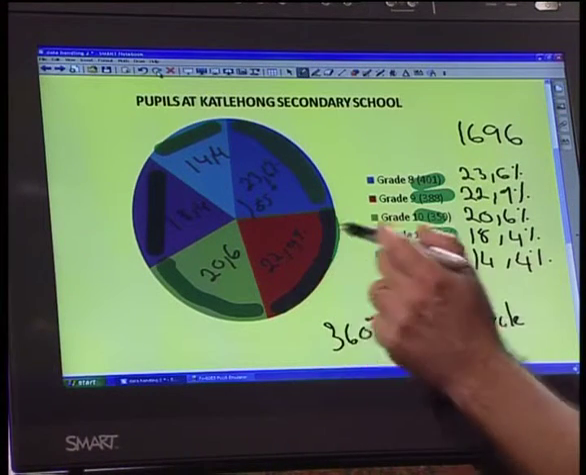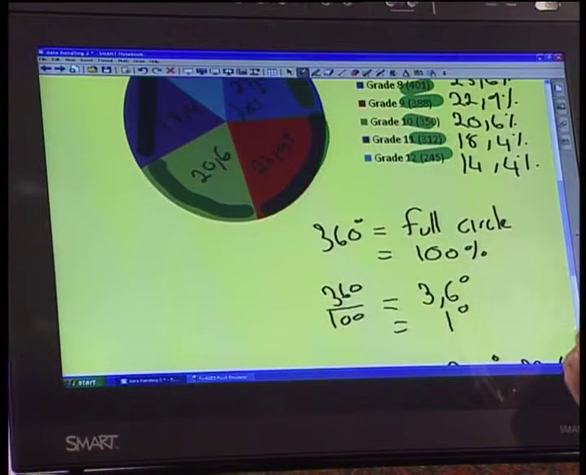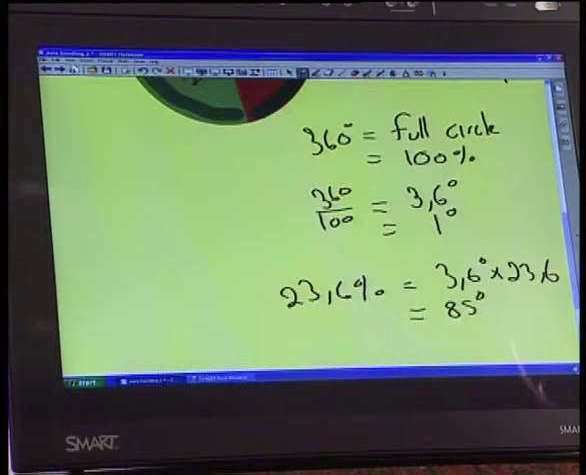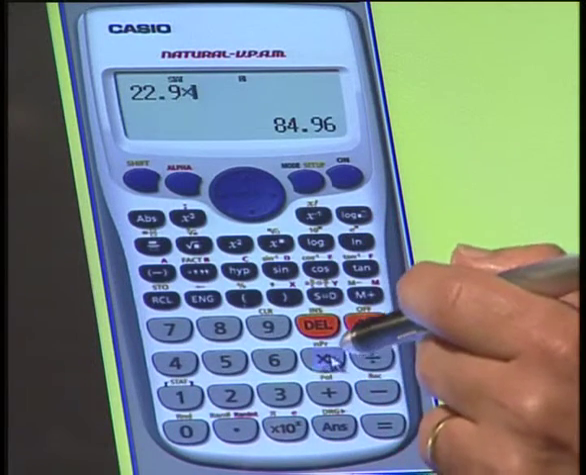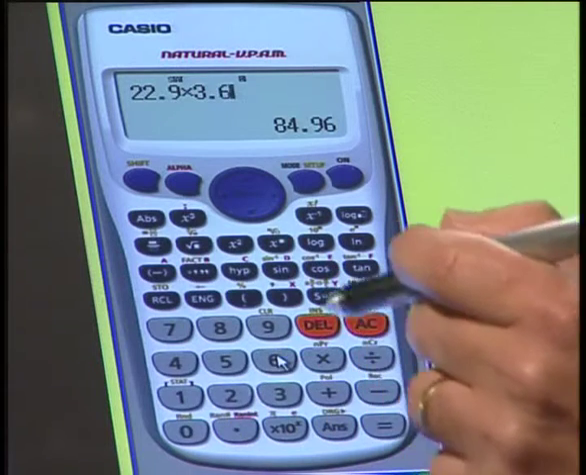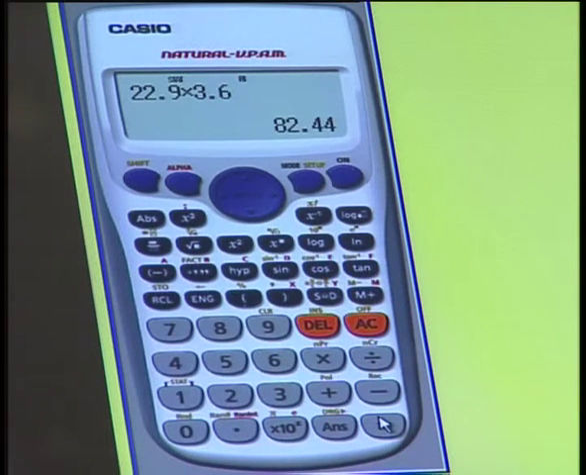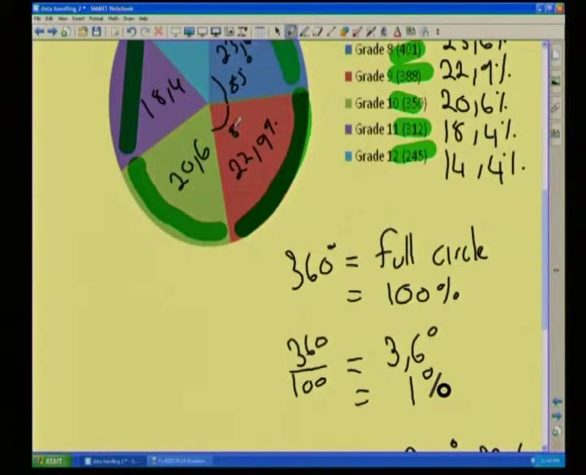The grade 9s was 22.9%. So to work out the degrees of that section of the pie, we'll take our calculator and we're going to multiply 22.9 by 3.6. That comes out at 82.44. So the grade 9 section would measure 82 degrees. Remember, the 3.6 was because 1% is represented by 3.6 degrees on the circle.